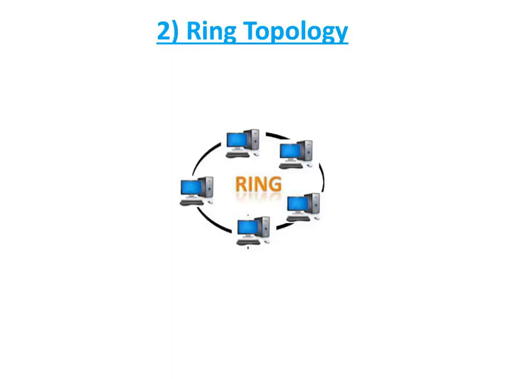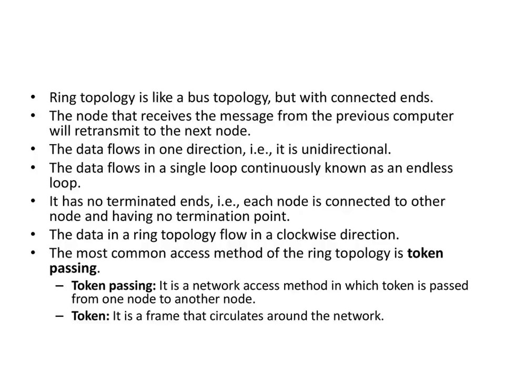2. Ring topology. Ring topology is like a bus topology, but with connected ends. The node that receives the message from the previous computer will retransmit to the next node. The data flows in one direction, i.e., it is unidirectional. The data flows in a single loop continuously, known as an endless loop.